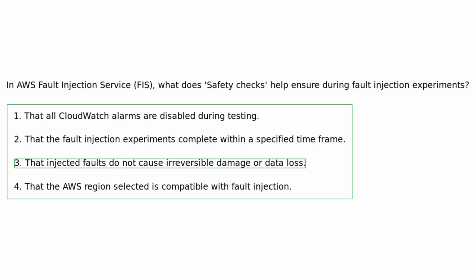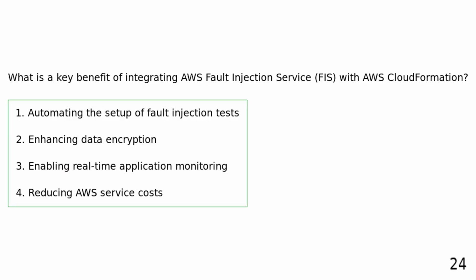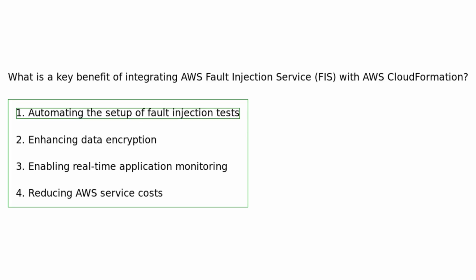during fault injection experiments. What is a key benefit of integrating AWS Fault Injection Service with AWS CloudFormation? Automating the setup of fault injection tests. Enhancing data encryption. Enabling real-time application monitoring. Reducing AWS service costs. Integrating AWS Fault Injection Service with AWS CloudFormation allows automating the setup of fault injection tests, making it easier to replicate and control test environments.